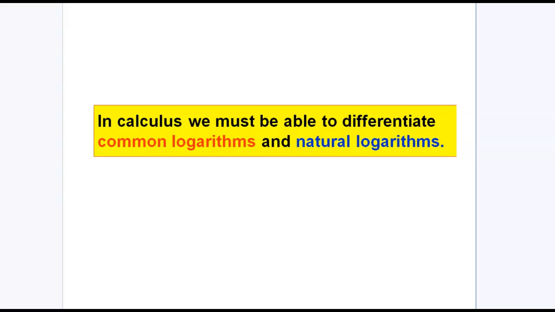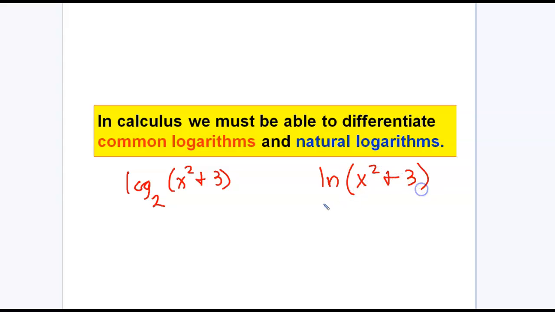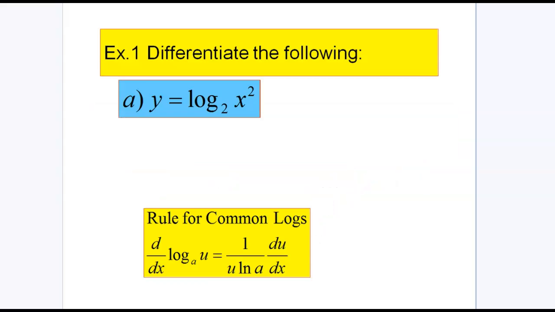So we're going to have to learn how to differentiate common logarithms, and common logarithms would be one that would be, say, to the base 2, and natural logarithms, which might be something like that. And a natural logarithm is really just log base e. So instead of writing log base e, mathematicians just write ln. Okay, so let's take a look at our first example.